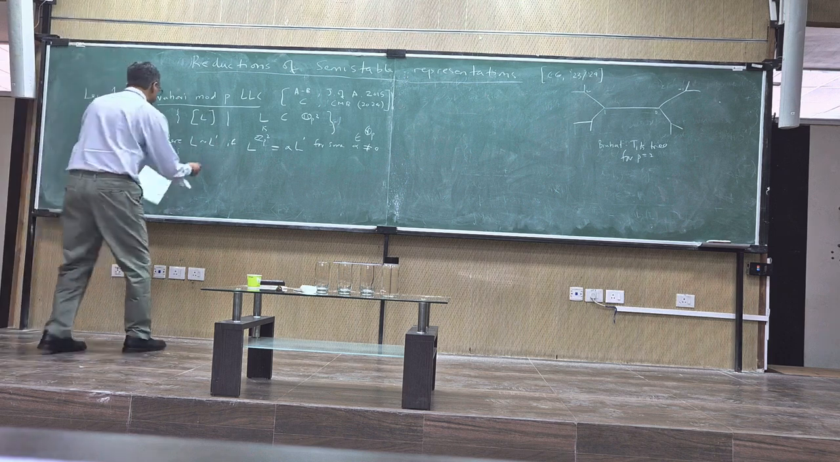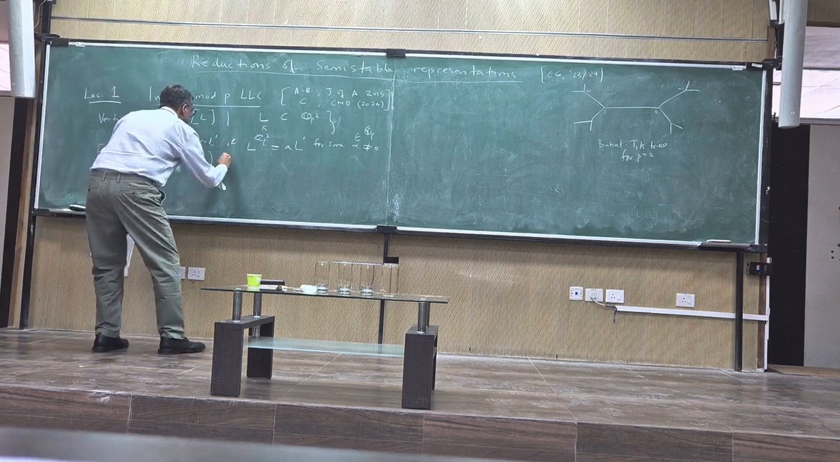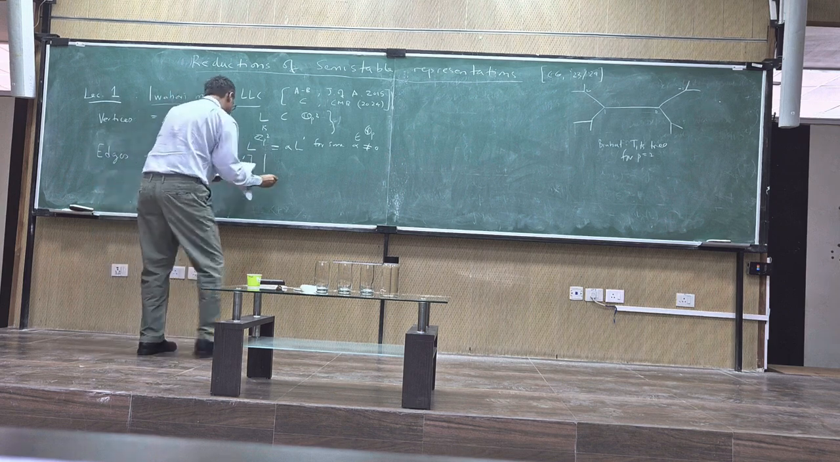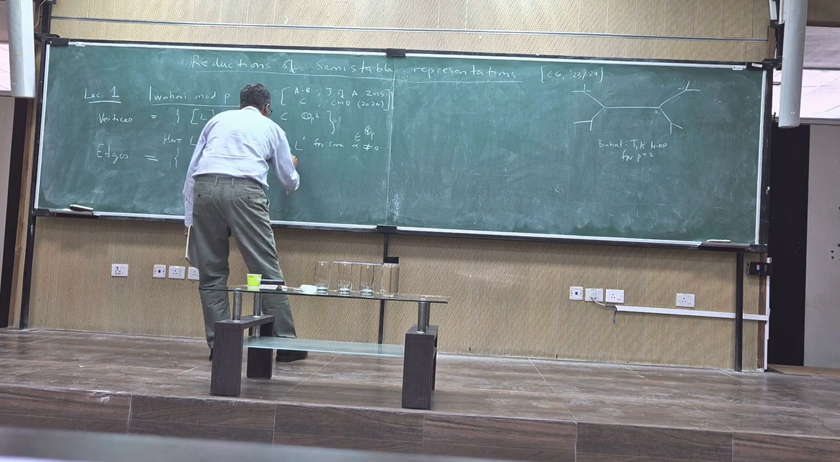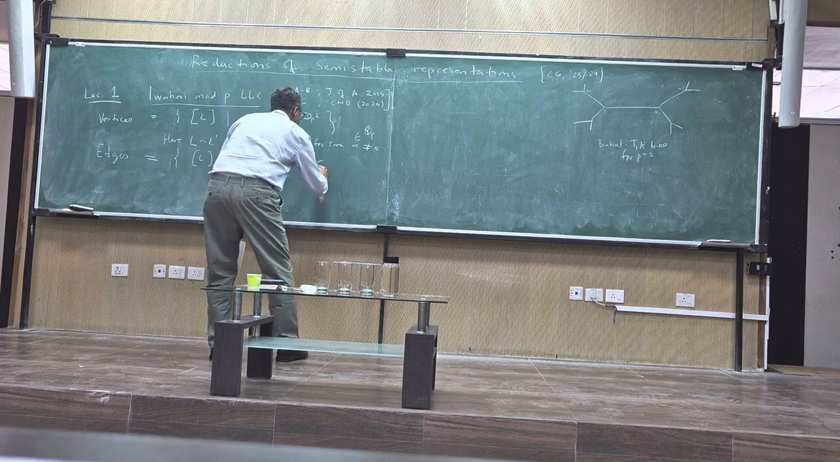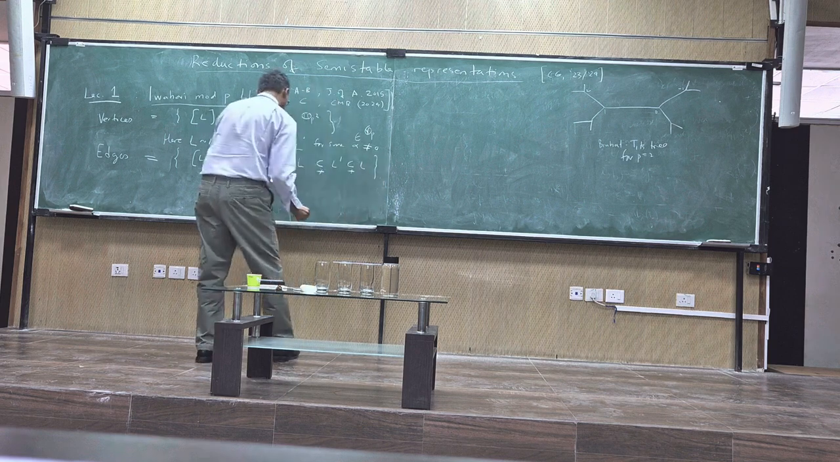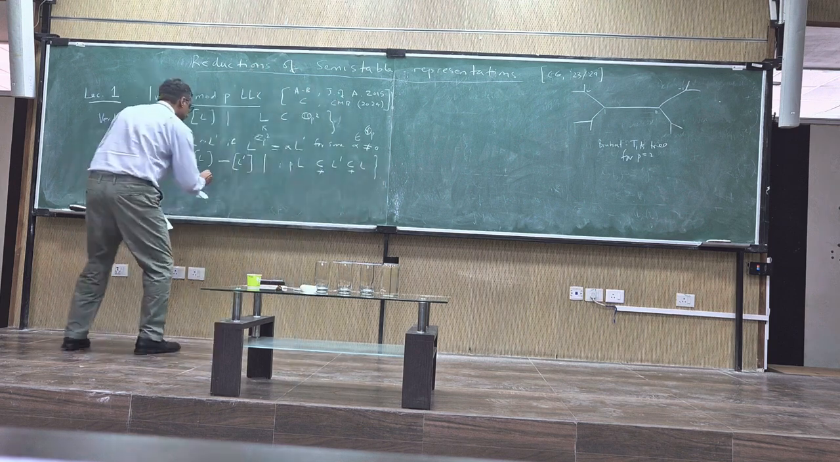Okay, so let me write this down. So we say that there's an edge, this is supposed to be a long dash, between two vertices if L is sitting in L prime, sitting in L. So some representatives.